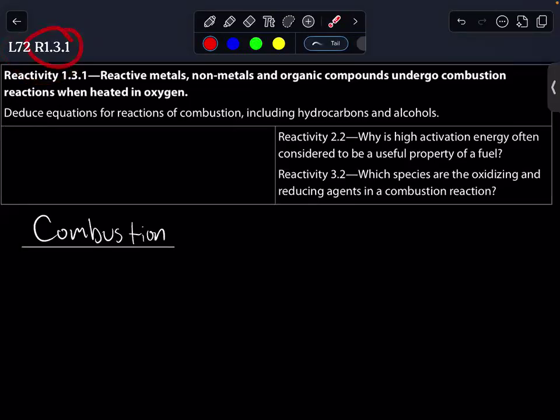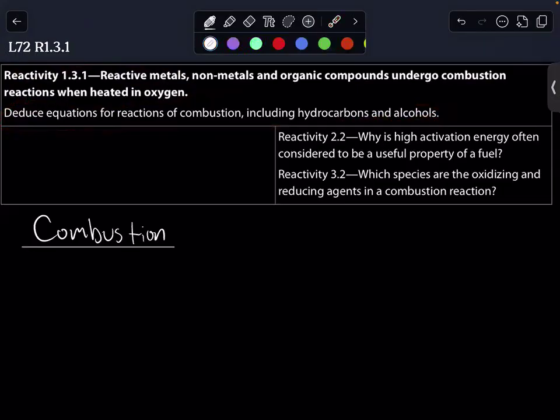Today we're doing reactivity 1.3.1. We're going to talk about reactive metals, nonmetals, and organic compounds, how they undergo combustion reactions when heated in oxygen. We'll deduce the equations for reactions of combustion, including hydrocarbons and alcohols.